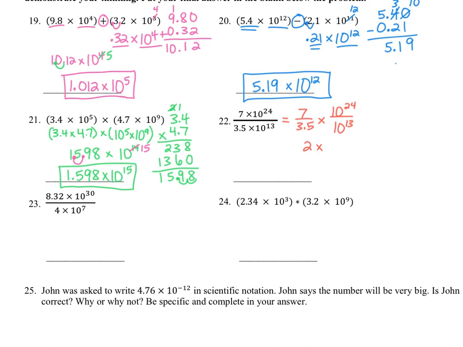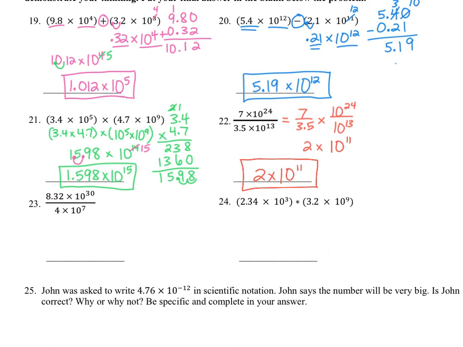And then 10 to the 24th divided by 10 to the 13th. When you divide two powers with the same base, you subtract those exponents. So 24 minus 13 is 11. So it's 2 times 10 to the 11. And that's already in scientific notation, so I do not have to adjust.